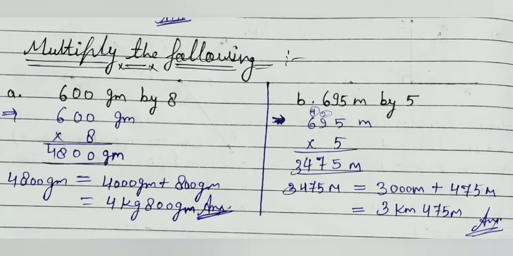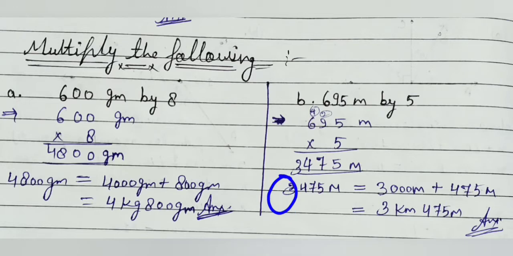We have to multiply by 5, so put it here and put the sign of multiplication, and let's multiply it just like the simple multiplication. 5 5s are 25, 5 here, 2 is carry on 9. 5 9s are 45, add this 2 carry, so 47, 7 here, 4 is carry. 5 6s are 30, and add this 4 carry, so 34. So this is your answer, 3475 meter. You can write it, okay, but we can solve it more.